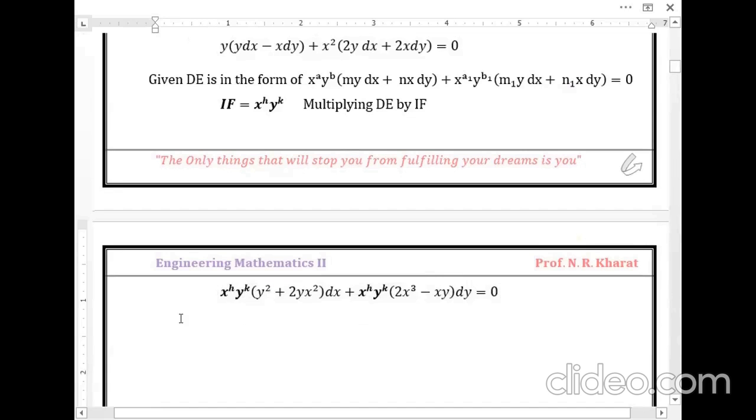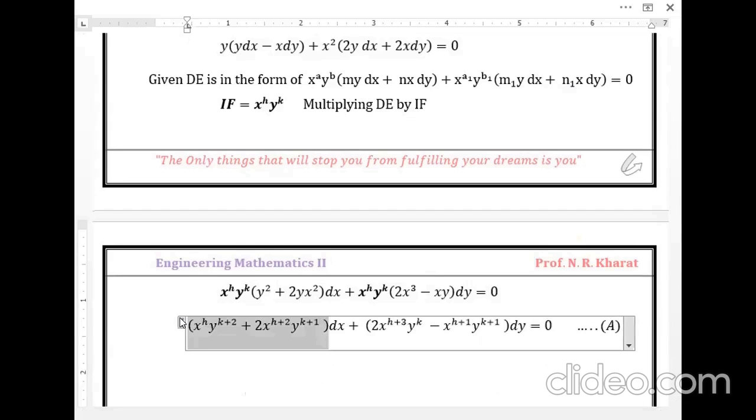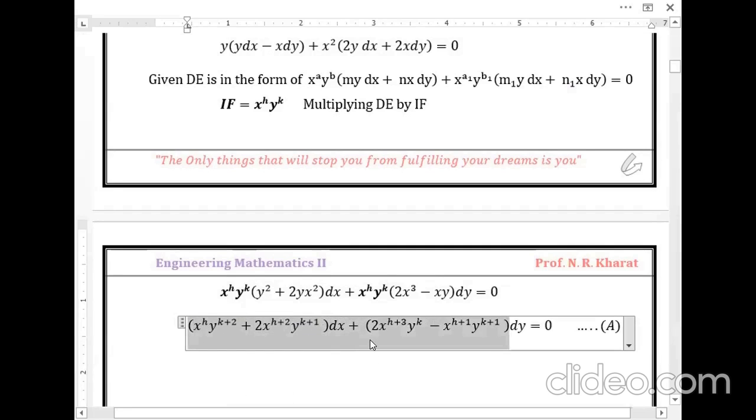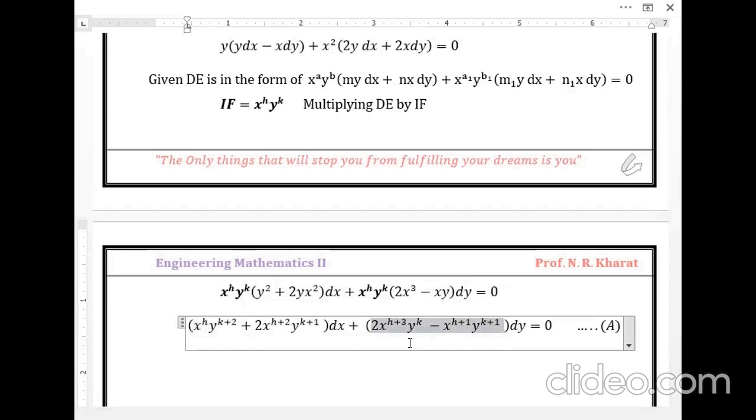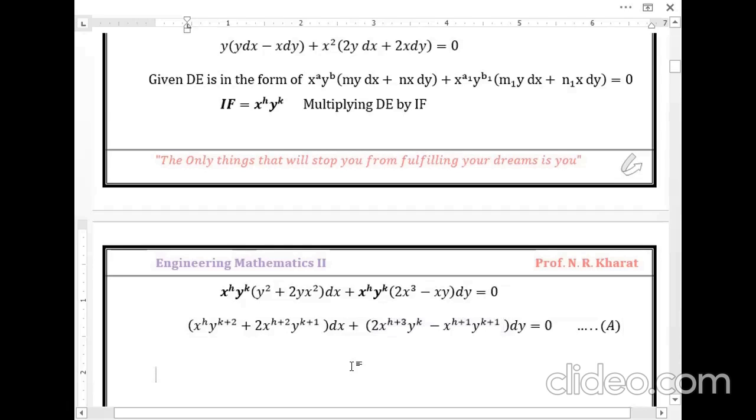So we multiplied one by one. So the equation becomes x^h y^(k+2) + 2x^(h+2) y^(k+1) dx. The next step, 2x^(h+3) y^k − x^(h+1) y^(k+1) dy is equal to 0.